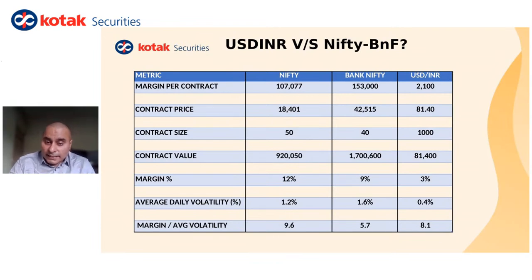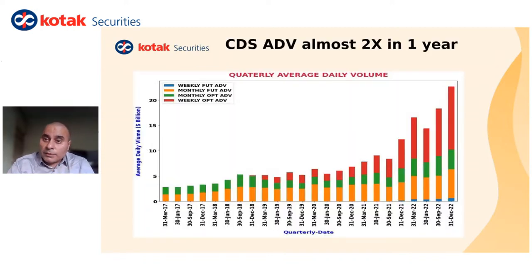And that's what we are exactly seeing, that agar hum log USDINR ko compare kare with Nifty and Bank Nifty, the USDINR is quite comparative in spite of the low volatility, which is 0.4% a day compared to 1.2 in the Nifty, which is like one third of what's the case in the Nifty. Compared to what the margin you pay, it is extremely competitive. So that is the reason why this is what has been happening in the USDINR market. That in the last 1 year, there has been a 100% jump in the average daily volume, the ADV. And it's being driven by options.